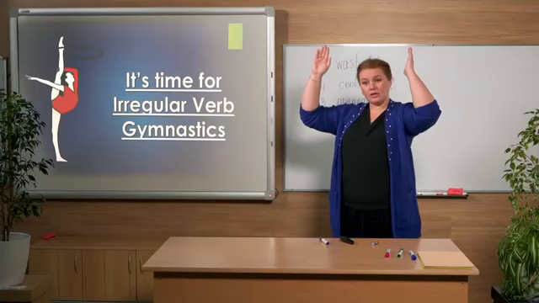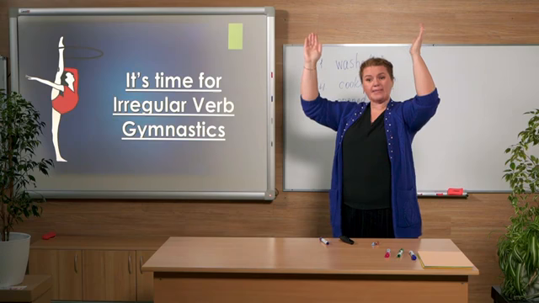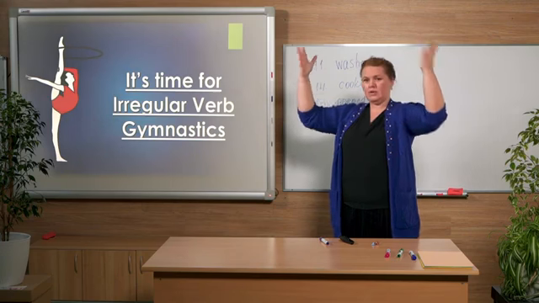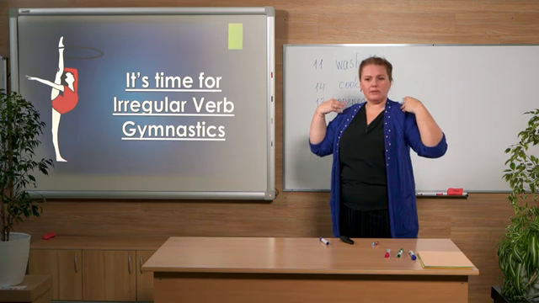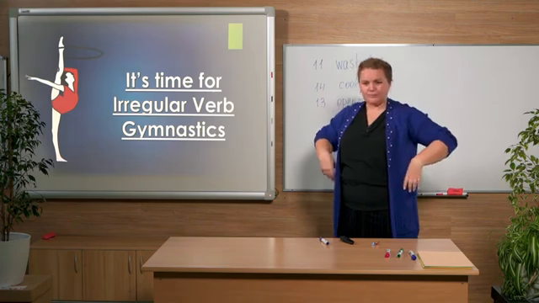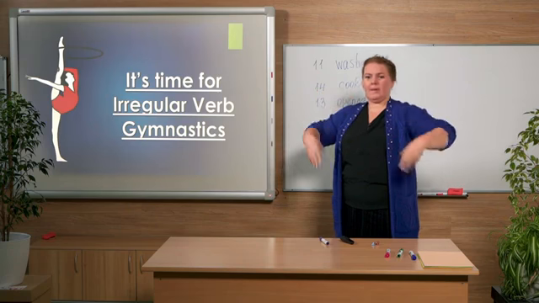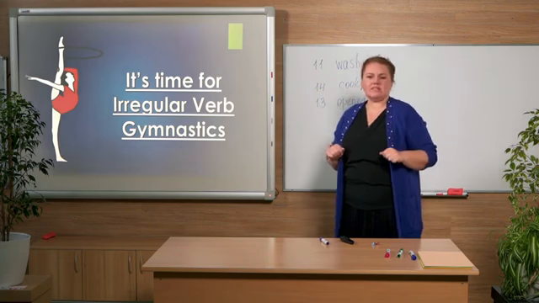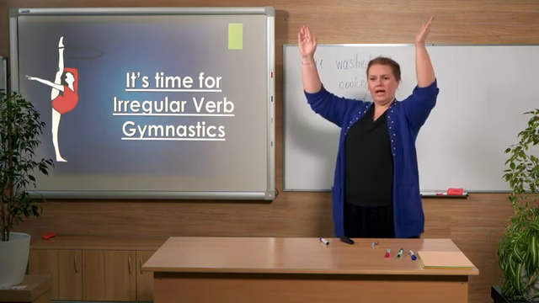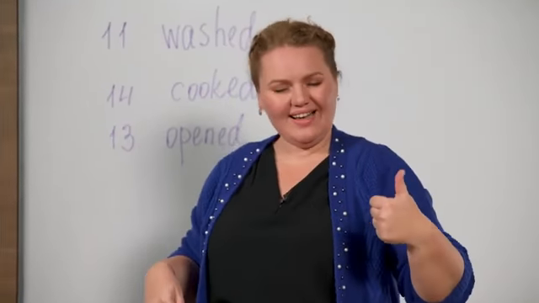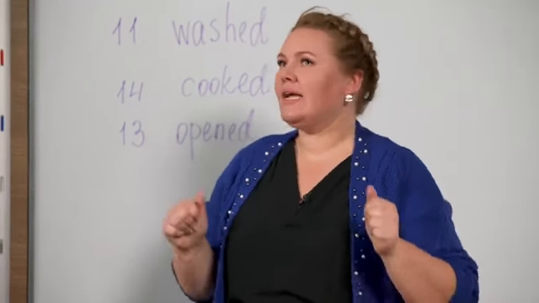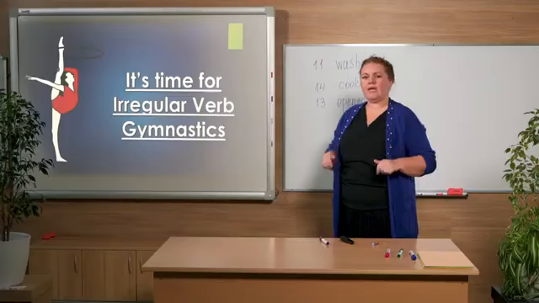So, let's imagine that the first column, the infinitive, is hands up, like be, was, were, the past simple, and the past participle, been. Be, was, were, been. Let's try with a different verb. Do, help me. Did, done. Well done. Continue.